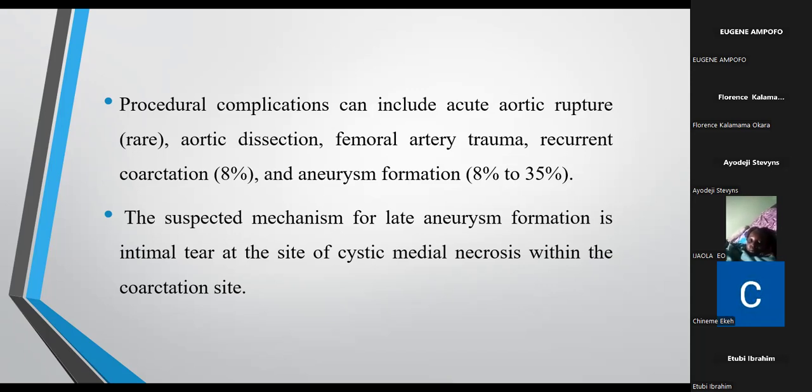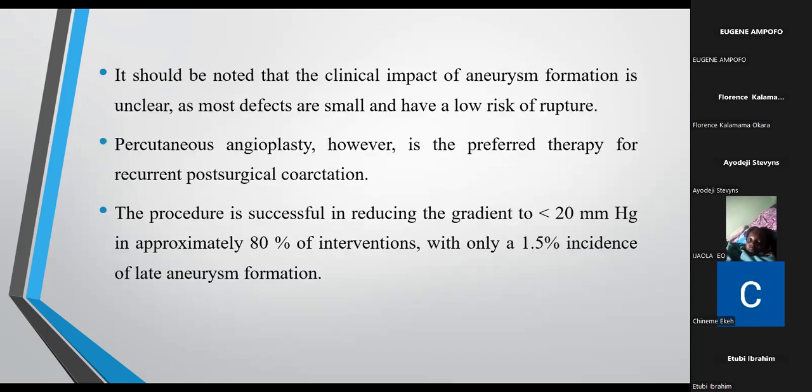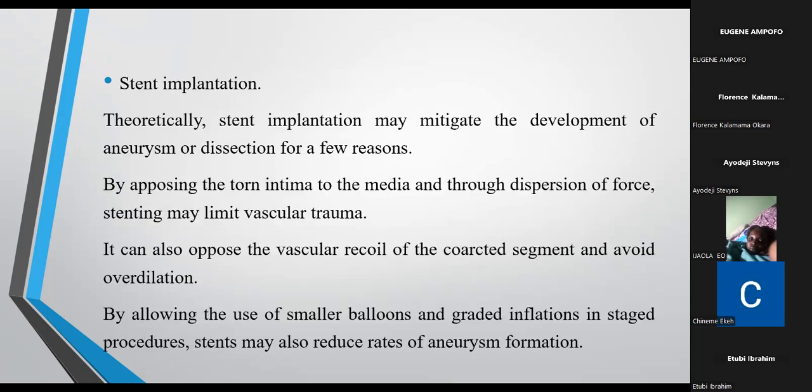The suspected mechanism for late aneurysmal formation is intimal tear at the site of cystic media necrosis within the coarctation site. It should be noted that the clinical impact of aneurysmal formation is unclear, as most defects are small and have low risks. So percutaneous angioplasty, however, is the preferred therapy for recurrent post-surgical coarctation. The procedure is successful in reducing the gradient to less than 20 in approximately 80% of interventions, with only 1.5% incidence of late aneurysmal formation.